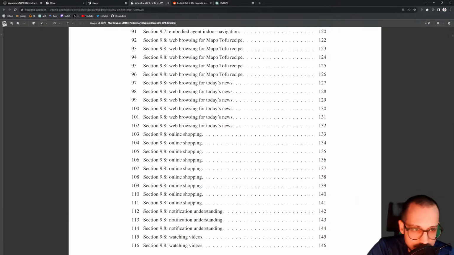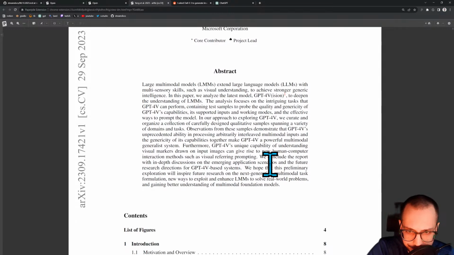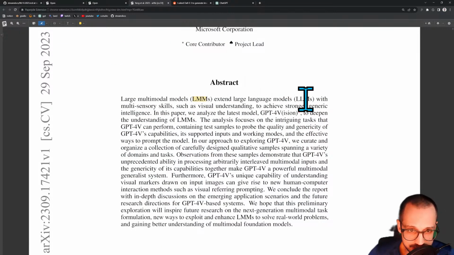So now let's look at this, which I think is the more interesting paper. This is a review, The Dawn of LMMs, by a bunch of people at Microsoft Corporation. So large multimodal models, LMMs. You might have seen that acronym popping up more recently, LMMs to replace LLMs.